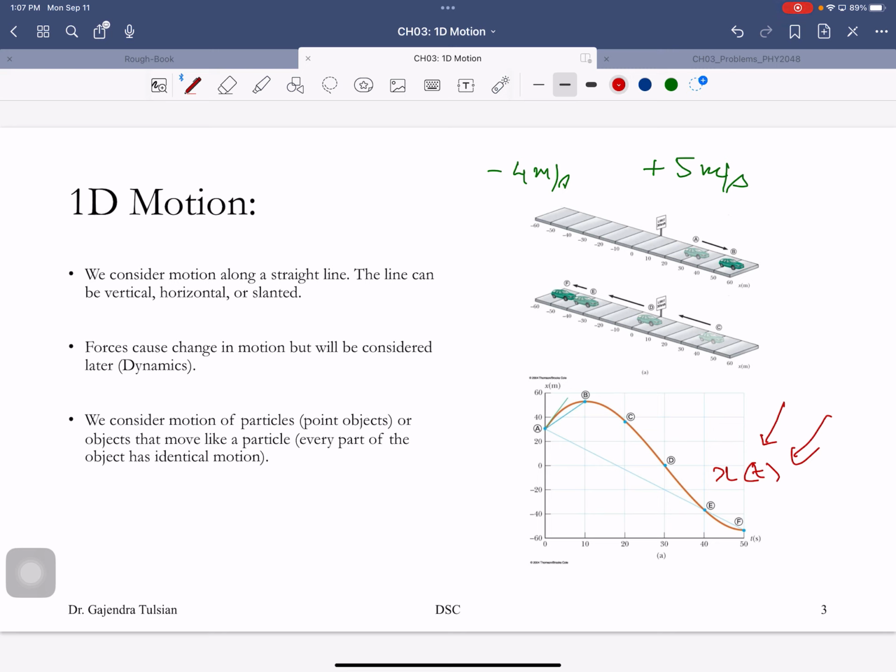Do you guys understand? Okay. So next time I ask you to describe a motion, what is it that I'm asking you? Position as a function of time. Give me the position of an object as a function of time. Okay? I don't want a verbal description of stuff. I want a mathematical description of the motion. Okay? So we consider motion of particles or objects that move like a particle. Every part of the object has identical motion. Okay?